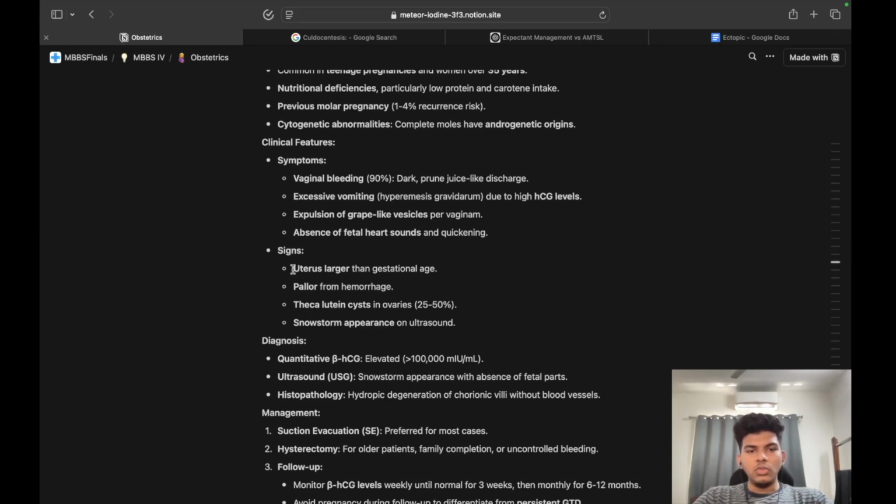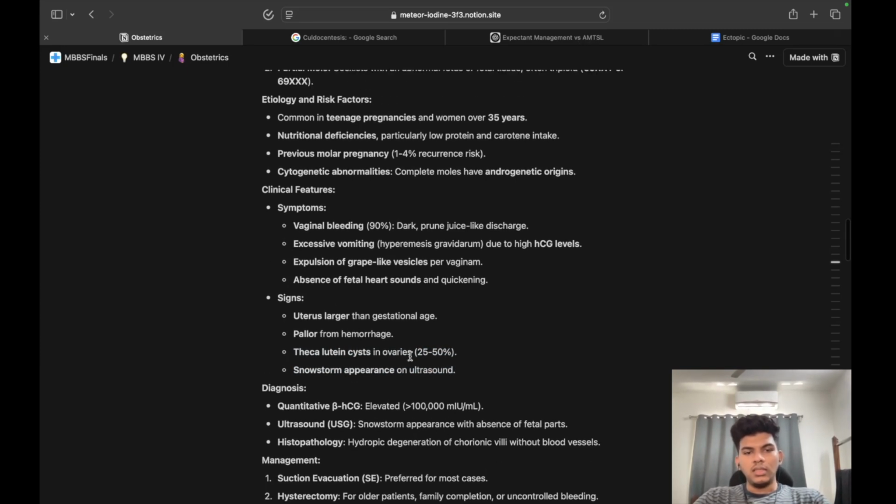Coming to the signs: uterus larger than gestational age, pallor from hemorrhage, vaginal bleeding, and theca lutein cysts in ovaries in 25 to 50% of the cases, and a snowstorm appearance, which is the key word here, on ultrasound. So these are the signs.